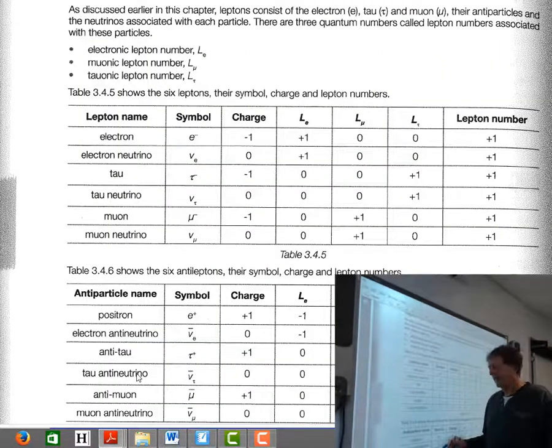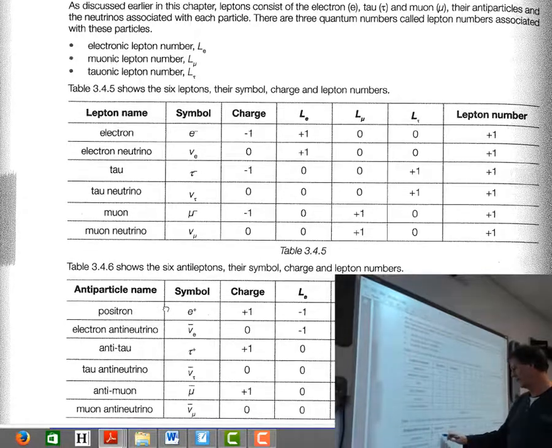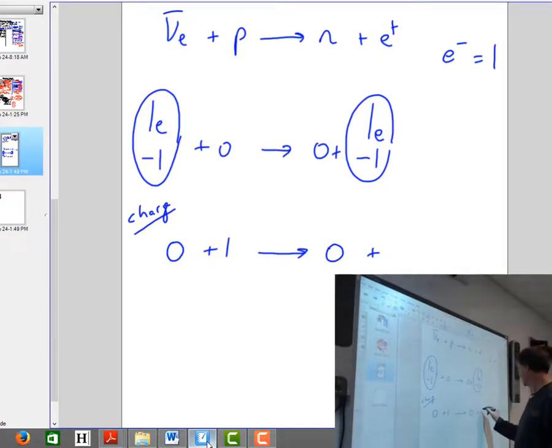So if you check the positron out, the positron here in this table has a symbol of E+, charge of +1. And as I said, electron lepton number of -1 and 0 for the other lepton numbers. So you come back to here then, you've got a charge here of +1. So charge-wise, this is actually balanced.